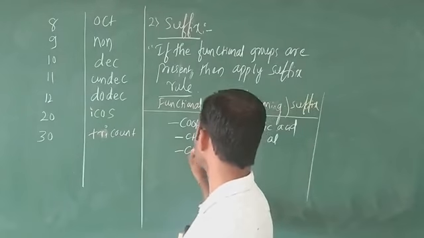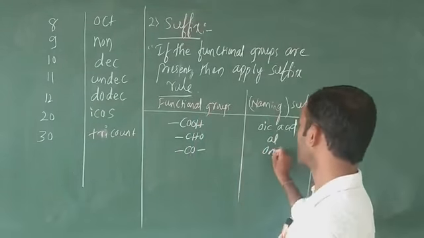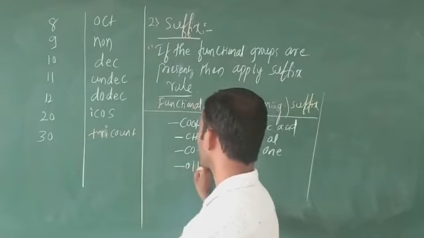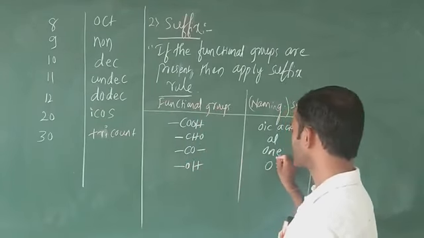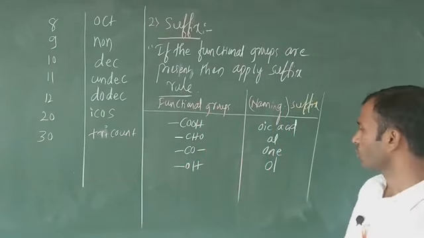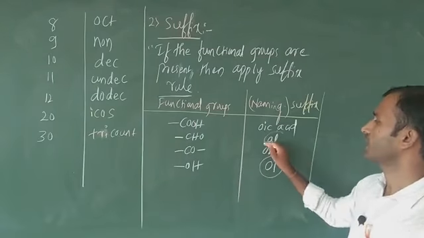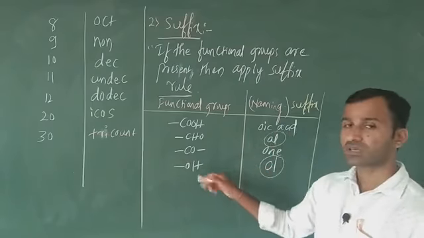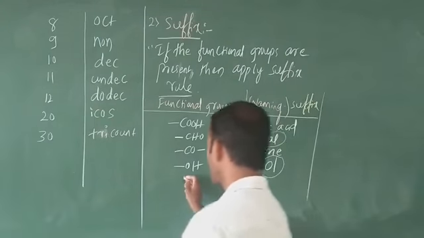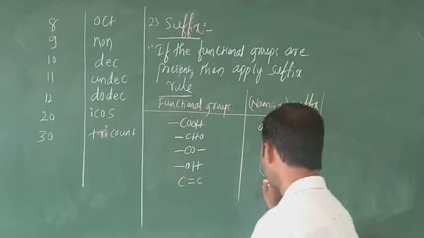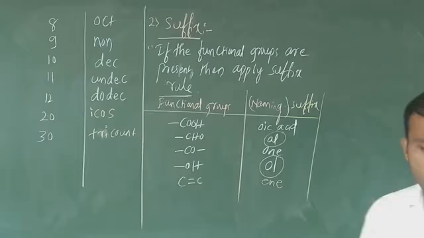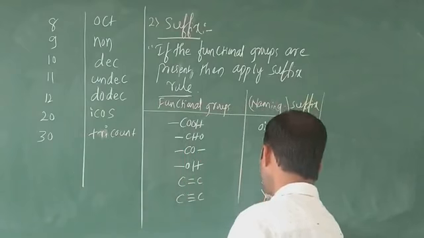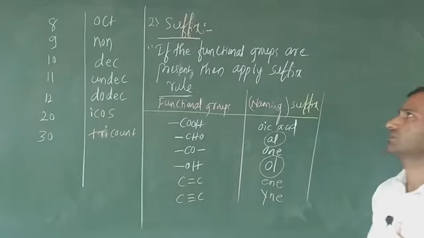After that, the next one is ketone, that is indicated by ONE, C double bond O. Next, OH is alcohol, and alcohol is represented by OL. Just see here, OL is different and AL is different. If AL is there, you write aldehyde. If OL is there, that is alcohol. Next, a carbon carbon double bond we call ENE. If a carbon carbon triple bond is there, we call it YNE. This indicates the suffix.